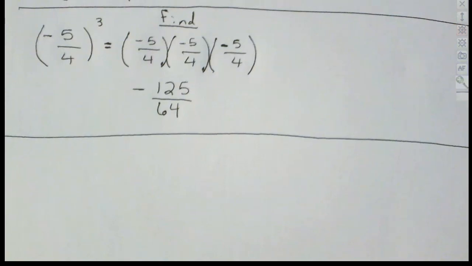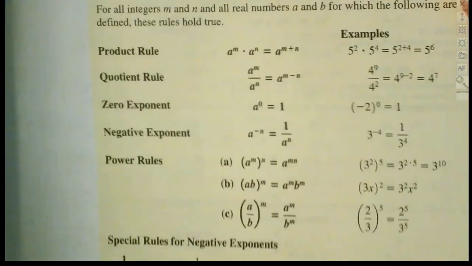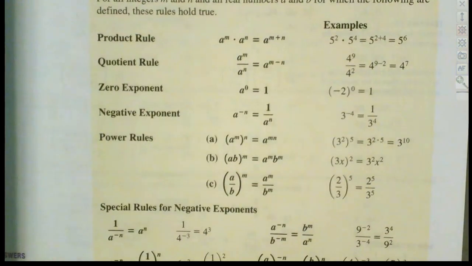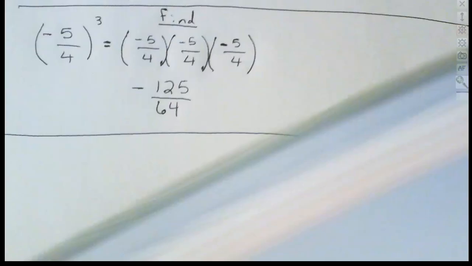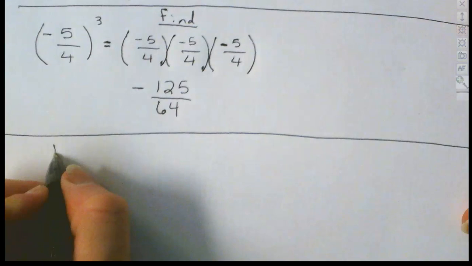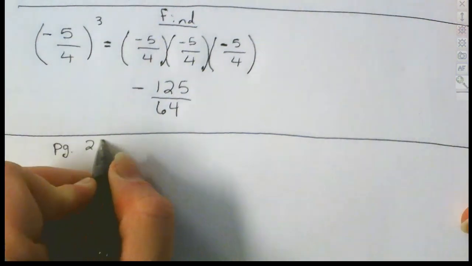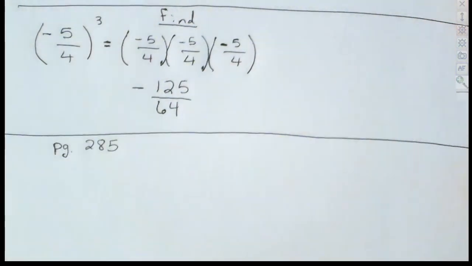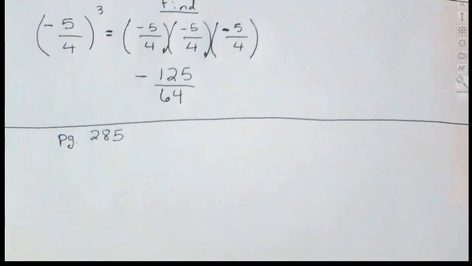And these are actually on, all the rules are on page 285. We're going to go through each rule and we're going to talk about it. Okay, so these are on page 285. We're going to start with the product rule.